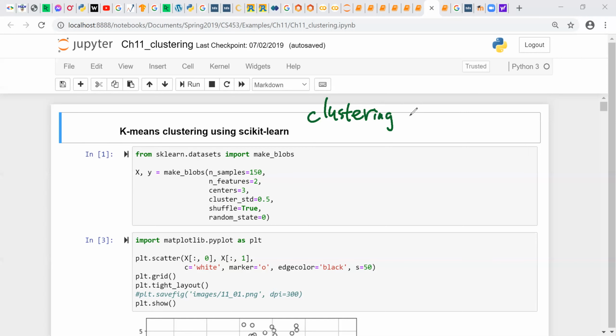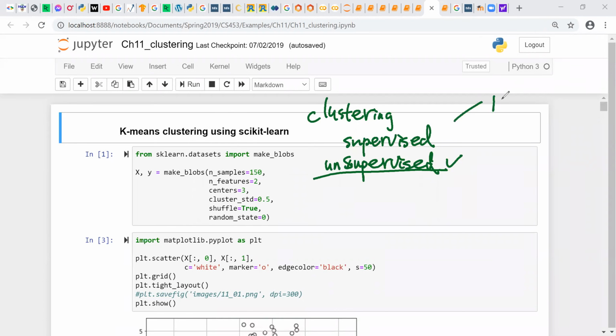Okay, and is clustering supervised or unsupervised learning? Unsupervised learning. It's unsupervised. Yeah, unsupervised learning. Okay. So it's unsupervised. Keep this in mind. Okay. And the three approaches that we discussed, the first is k-means.